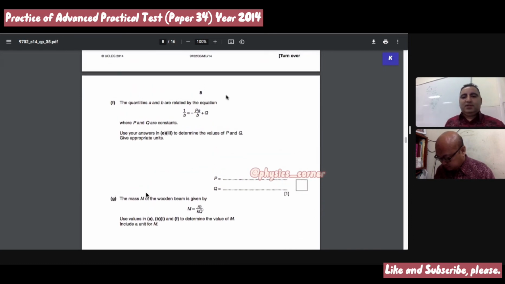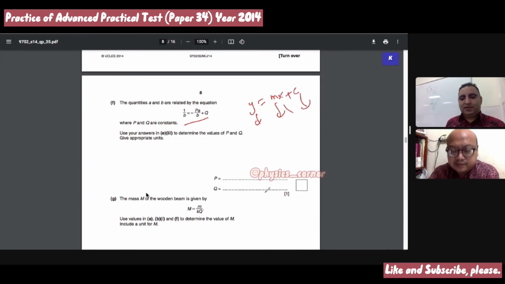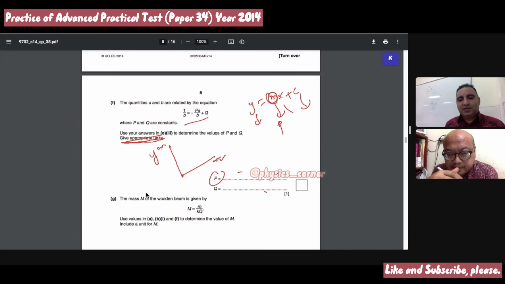And then they will ask you questions like this. This one is very easy. We just need to change it into y equals mx plus c. Then what is y, what is m, what is x, and what is c, you already know, and then you just write it there. This one is important: they will ask for units also. What you have plotted on the y-axis, if it is centimeter per centimeter, for p, the gradient, it will not have any unit because it is centimeter over centimeter.